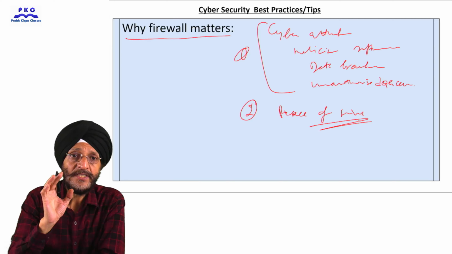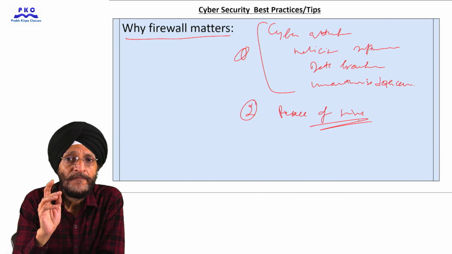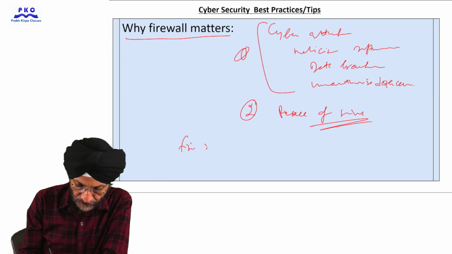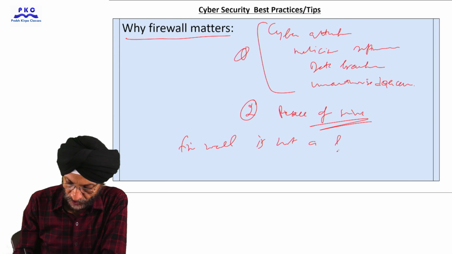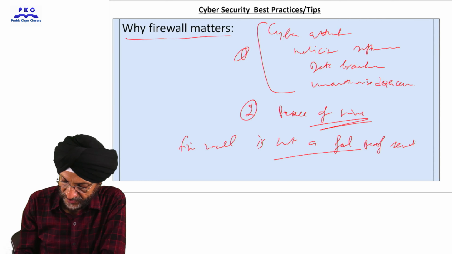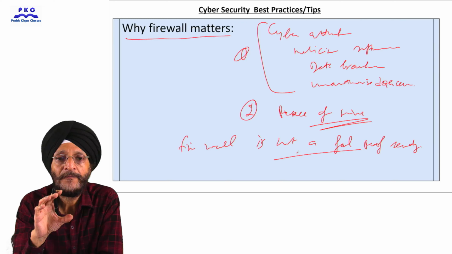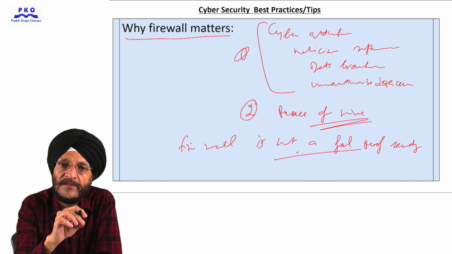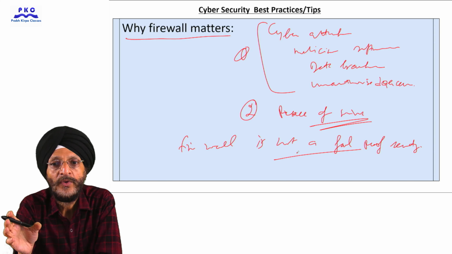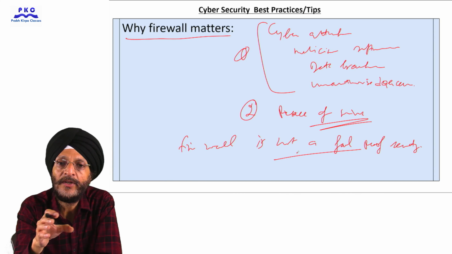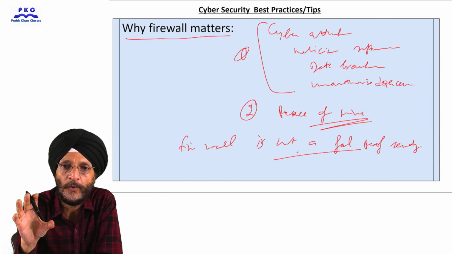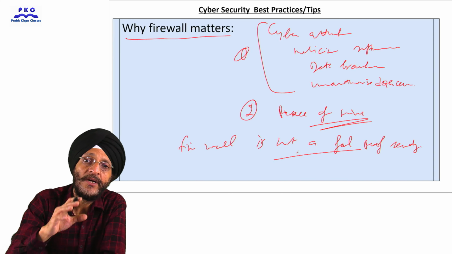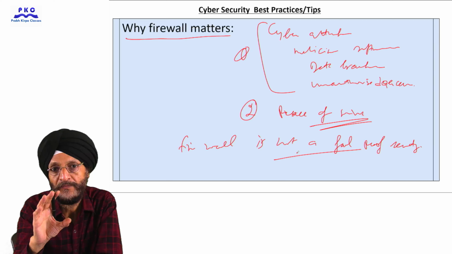So it must be remembered that a firewall is not a foolproof security. In other words, if you have a firewall installed, whether it is hardware firewall or software firewall, or are making use of the same in respect of your network, it is not a foolproof system. You have to adopt other cyber security measures also.